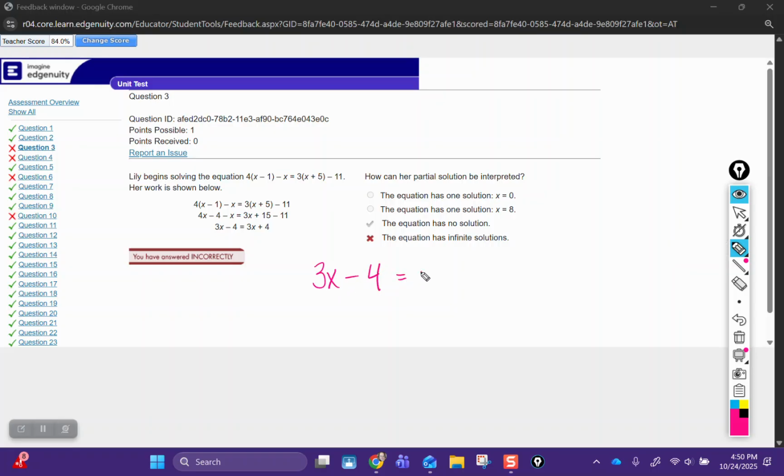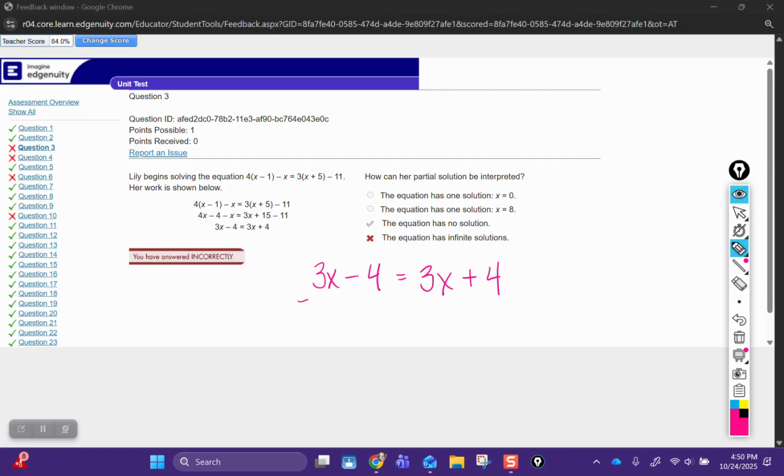So in order for an equation to have infinitely many solutions or infinite solutions, both sides have to be exactly the same. And so on the left-hand side here, we have a minus 4 with the 3x, and on the right-hand side, we have plus 4 with the 3x. So those are not equal. So it's not going to have infinitely many solutions or infinite solutions.